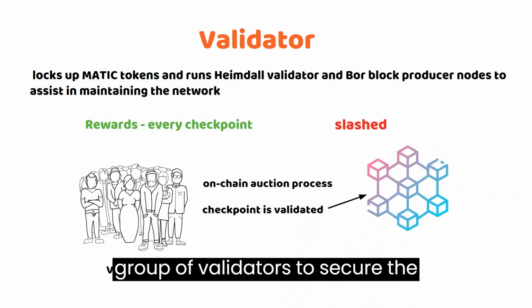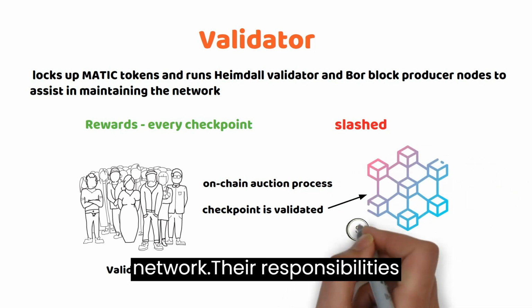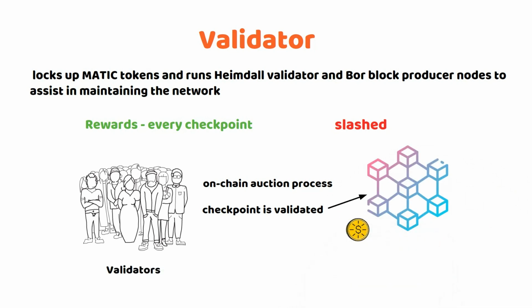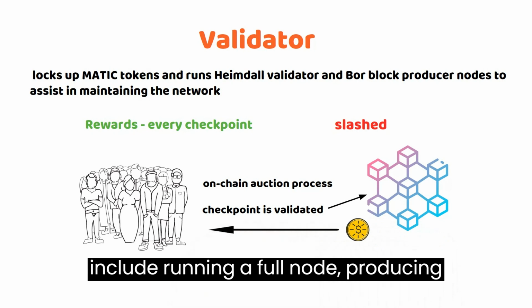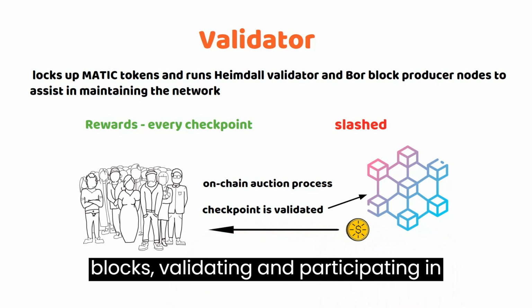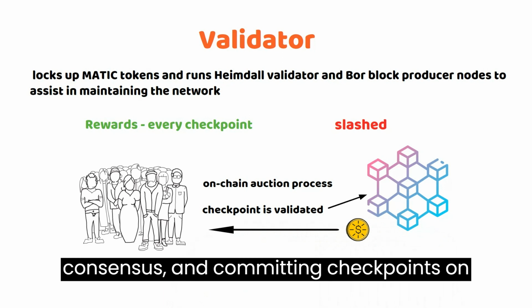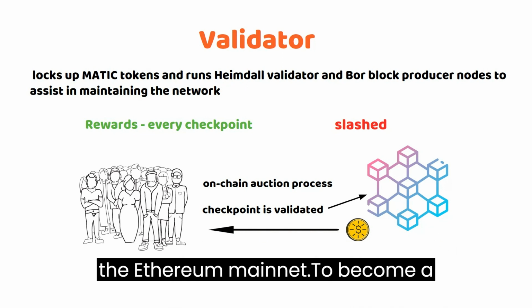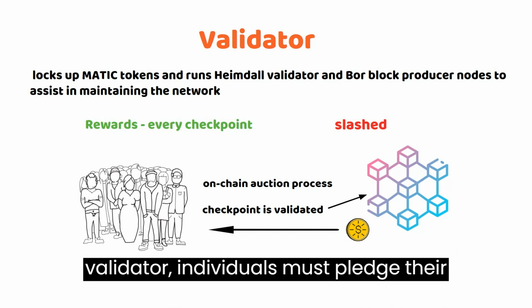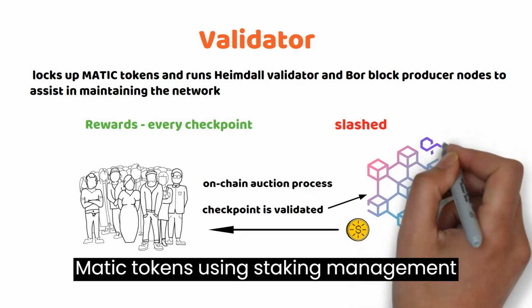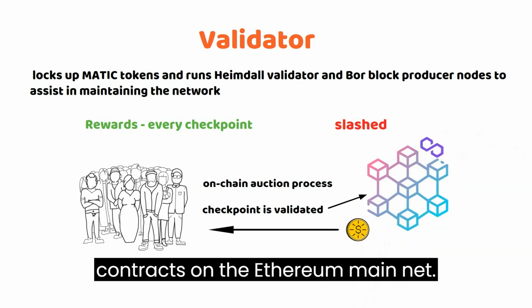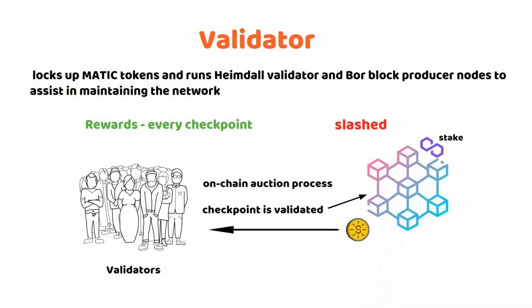Polygon relies on a group of validators to secure the network. Their responsibilities include running a full node, producing blocks, validating and participating in consensus, and committing checkpoints on the Ethereum mainnet. To become a validator, individuals must pledge their MATIC tokens using staking management contracts on the Ethereum mainnet.